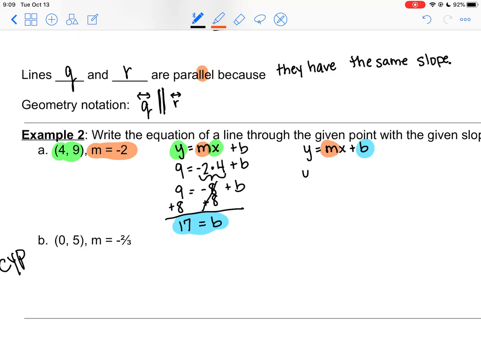When you write the equation, it should always be in y equals form. Then I'm going to plug in my slope of -2, and then my y-intercept of +17. So the equation of this line would be y = -2x + 17. There is a check your progress problem that you'll do on the Google form.